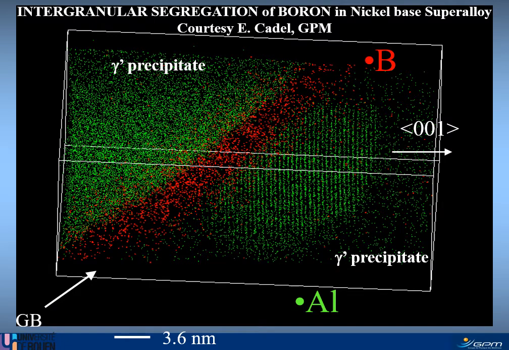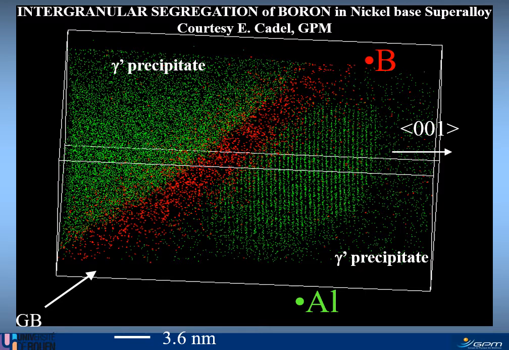Here is the segregation of boron along grain boundaries in a nickel-based superalloy. And this nickel-based superalloy is in fact composed of two phases, an aluminium-enriched phase that is called the gamma prime, and this is a gamma prime precipitate here. And here you've got another gamma prime precipitate on both sides of this grain boundary that is enriched in boron here. And you can see the misorientation between the first grain and the second one.